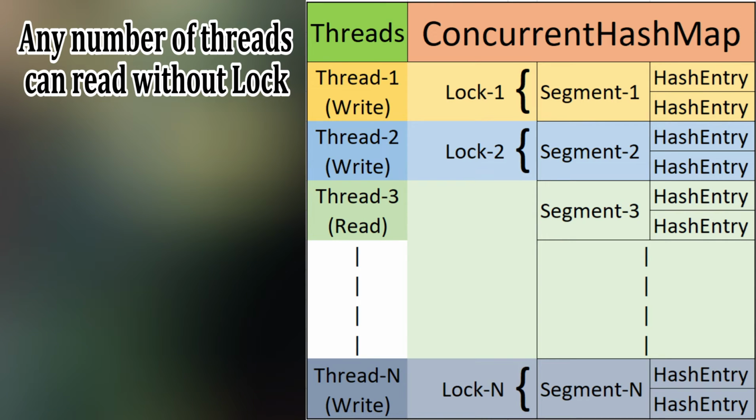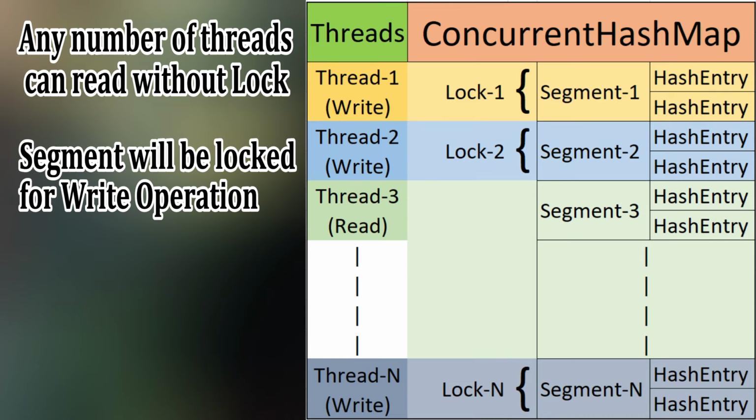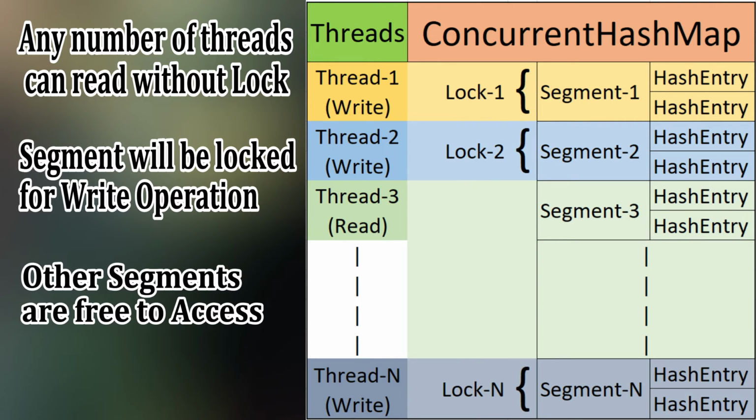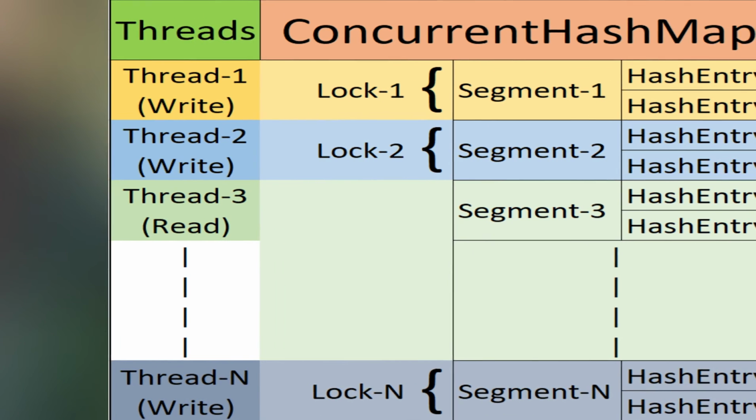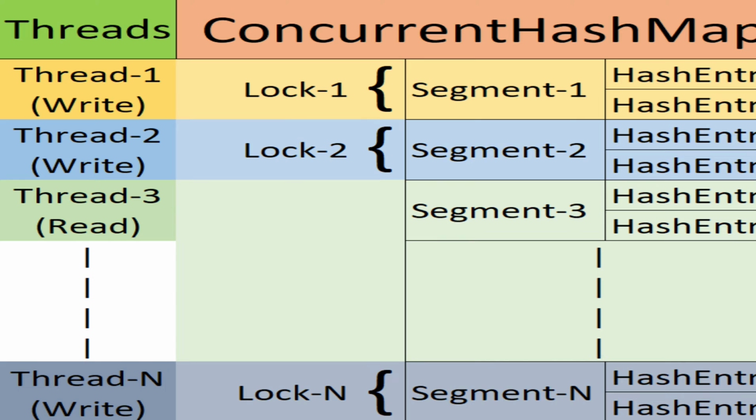But when a thread tries to update some data inside a particular segment, then that segment will be locked for all other threads. That means no thread will be able to read or write data present inside that locked segment. During this time, all other segments of the map are available for other threads to perform the operations. So in this way, ConcurrentHashMap allows multiple threads to access the map object at the same time.